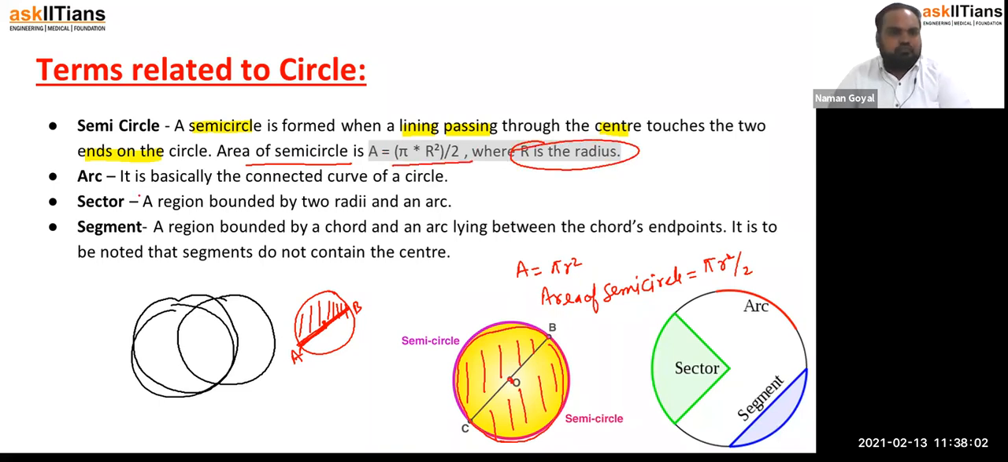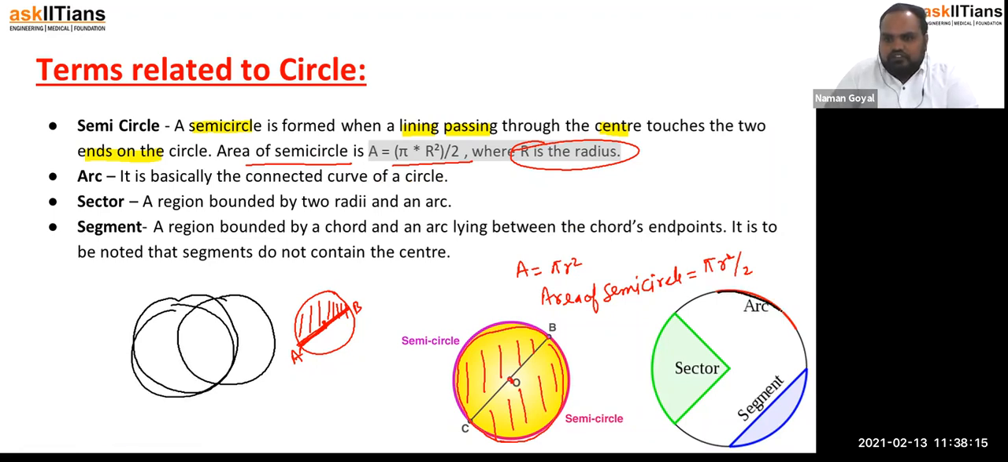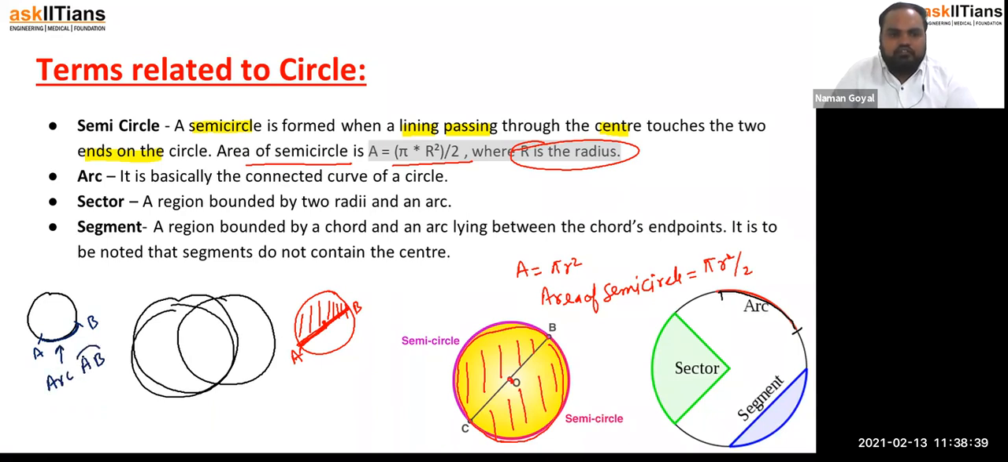Now arc, it is basically a connected curve of a circle. If there is a complete circle, what is an arc? This part I just drew is known as an arc. For another example, if there is a circle and we take two points on the circle, like this point is A and this point is B, then this part of the circle is known as arc AB. It is represented like this, arc AB.